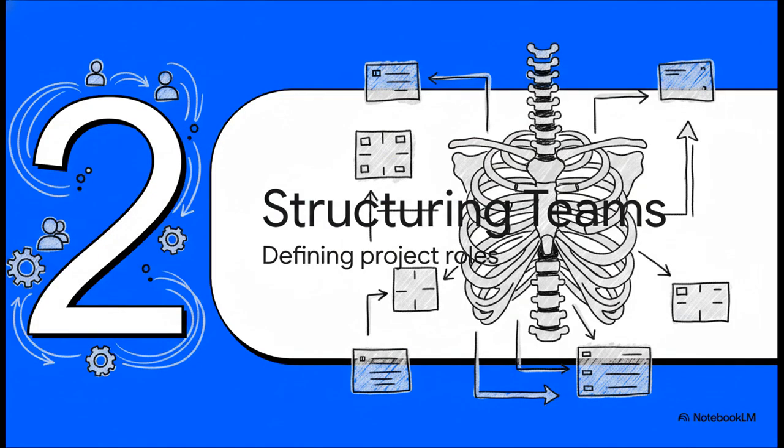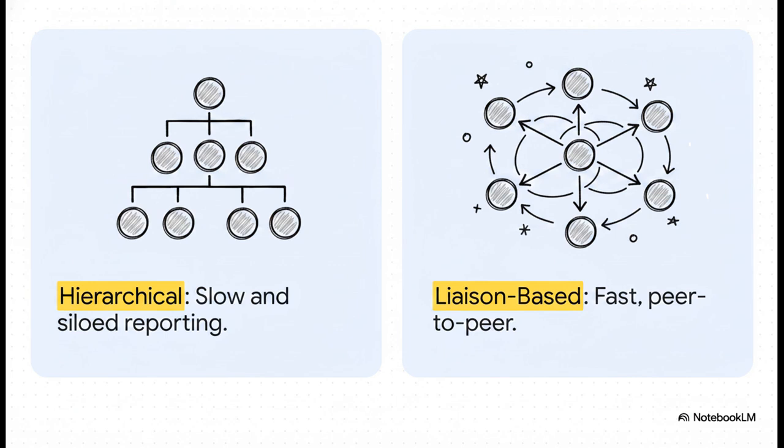Moving right along to Section 2, Structuring Teams and Roles. When you're structuring a team, you're usually forced to choose between 2 entirely different philosophies: hierarchical versus liaison-based team structures. This is the classic showdown between traditional, rigid, top-down management and a much more modern, dynamic, peer-to-peer system. Let's see what this actually looks like under the hood.